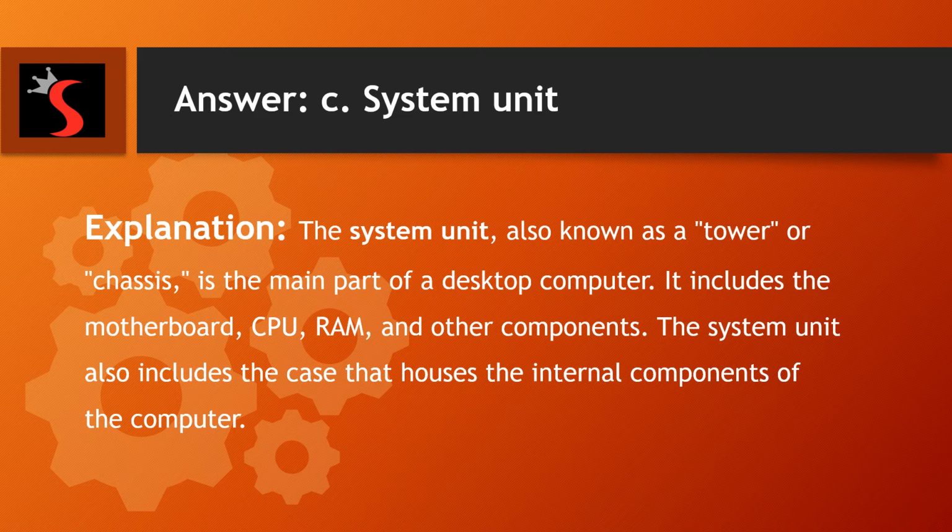Explanation: the system unit, also known as the tower or chassis, is the main part of a desktop computer. It includes the motherboard, CPU, RAM, and other components. The system unit also includes the case that houses the internal components of the computer.